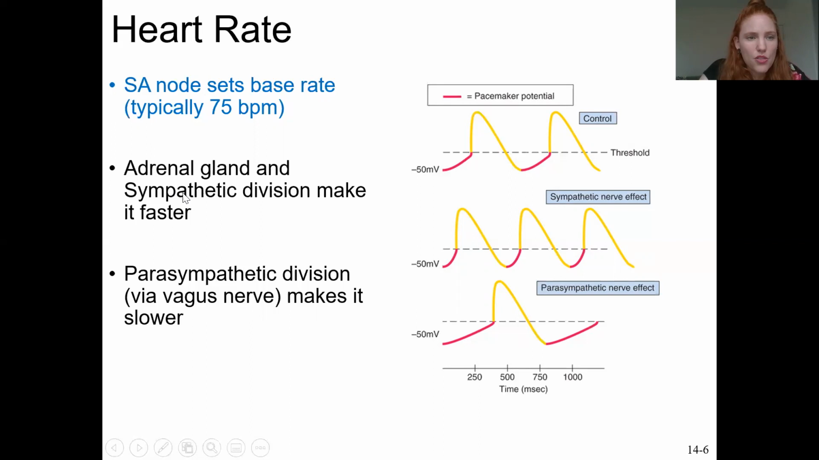Okay, so the sympathetic nervous system will make them depolarize more rapidly, so it's going to increase the heart rate, and the parasympathetic nervous system is going to make them depolarize more slowly, and that would decrease the heart rate. Okay, so fight or flight, sympathetic; rest and digest, parasympathetic nervous system.